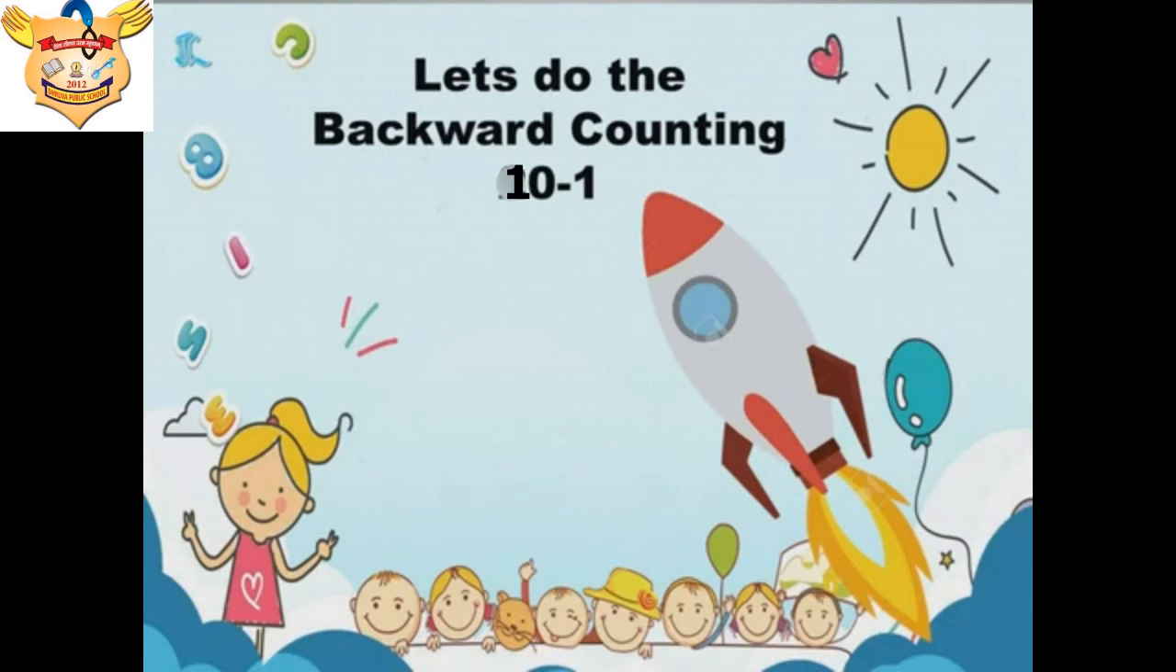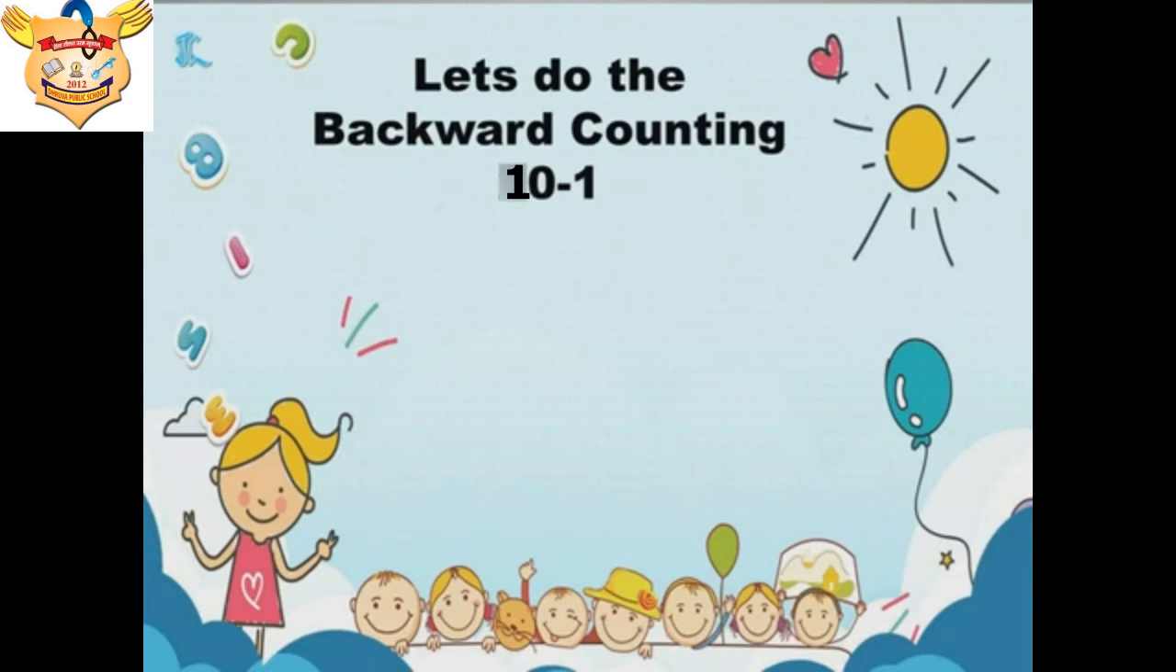Now let's revise the backward counting with the rocket. Now count fast. 10, 9, 8, 7, 6, 5, 4, 3, 2, 1. Go! Now you have learned backward counting 10 to 1.